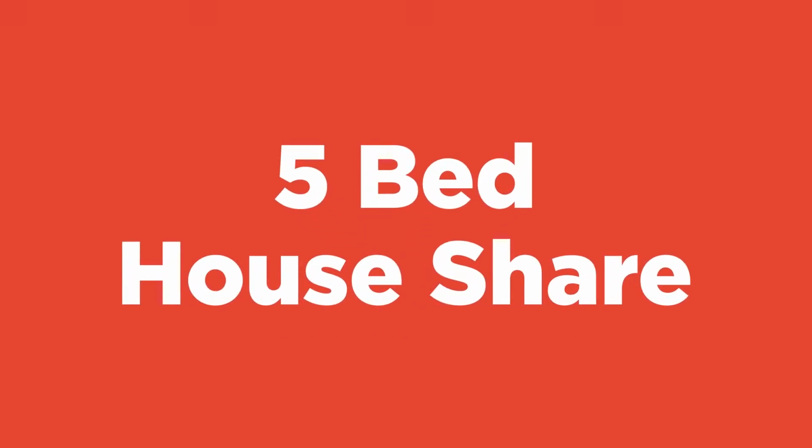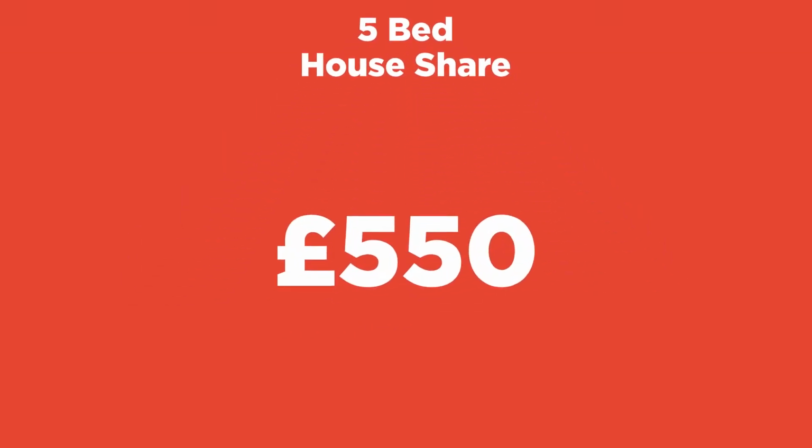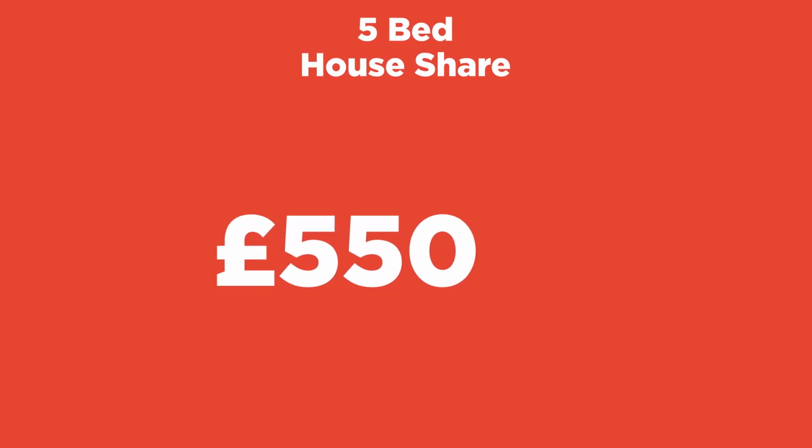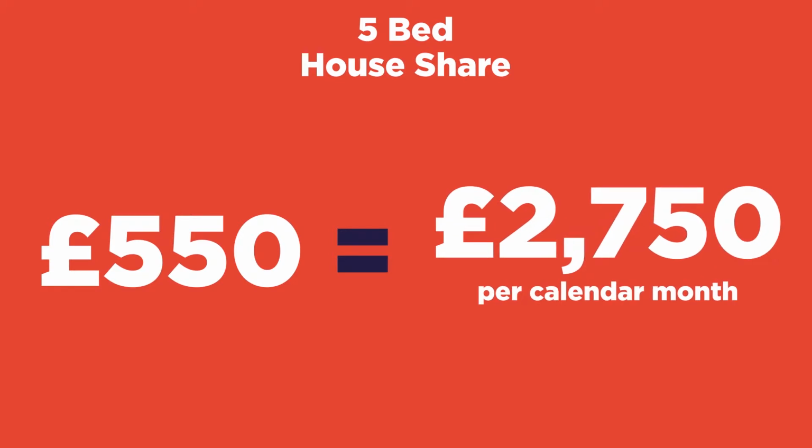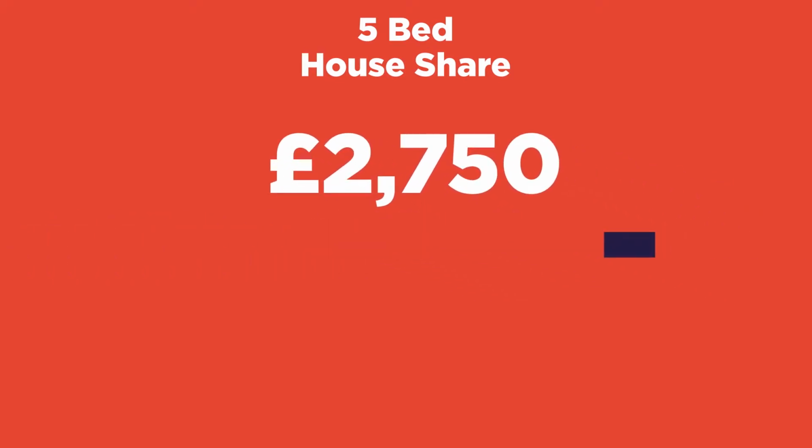For this example, let's look at a 5-bed house share. With a room rent price of £550, will produce a gross rent at 100% occupancy of £2,750 per calendar month. We then take off the costs of running the house, like rent and all household bills, and the figure left is the monthly profit. Here is an example.